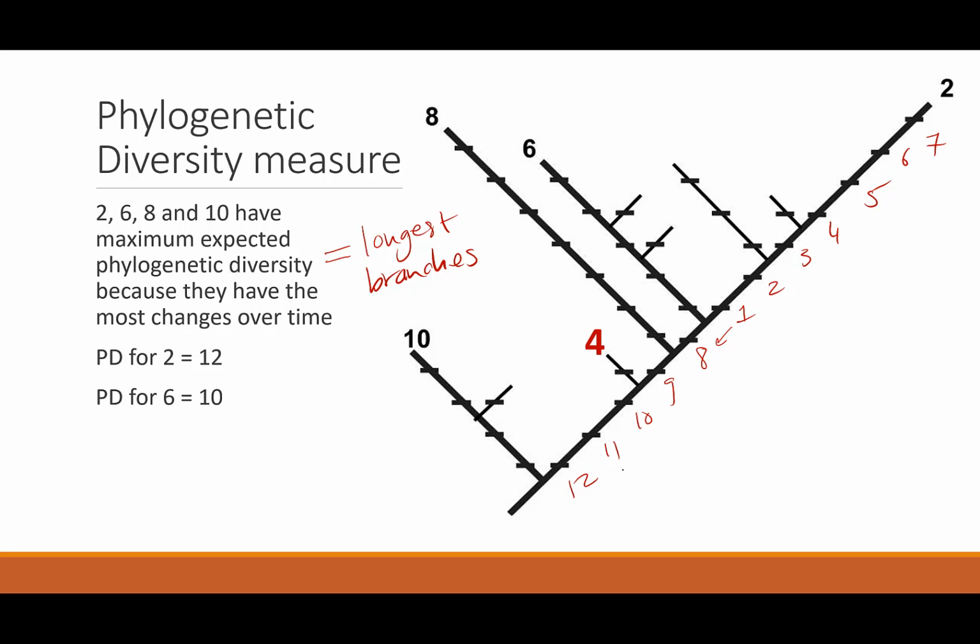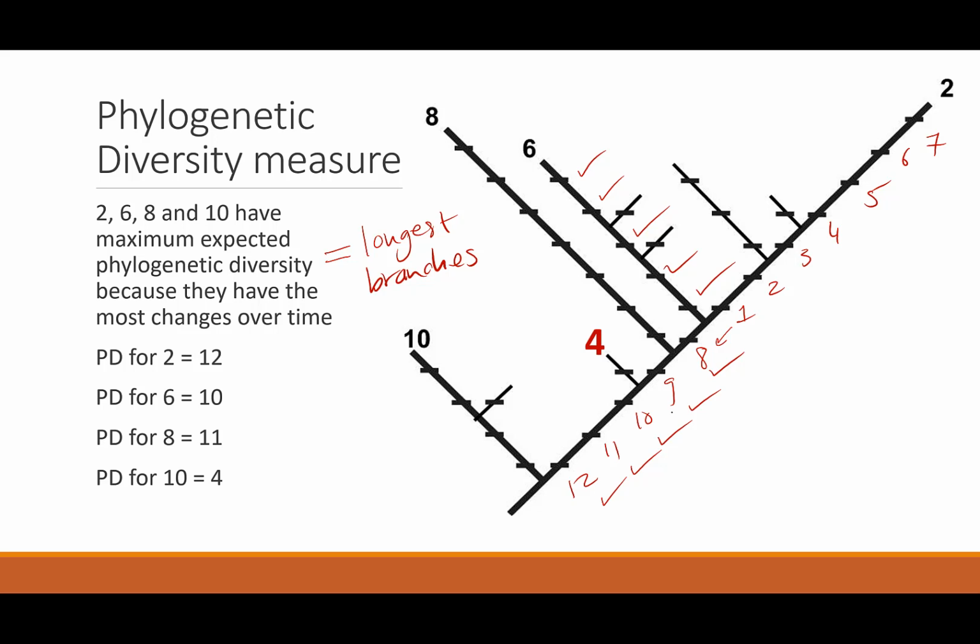The phylogenetic diversity score for number 6 is 10. And here you can count these up again. So we've got 1, 2, 3, 4, 5, 6, 7, 8, 9, 10. 10 different unique evolutionary instances. The PD for 8 would be 11, and you can count those up yourself. Make sure that you can double check and calculate these simple measures and values.